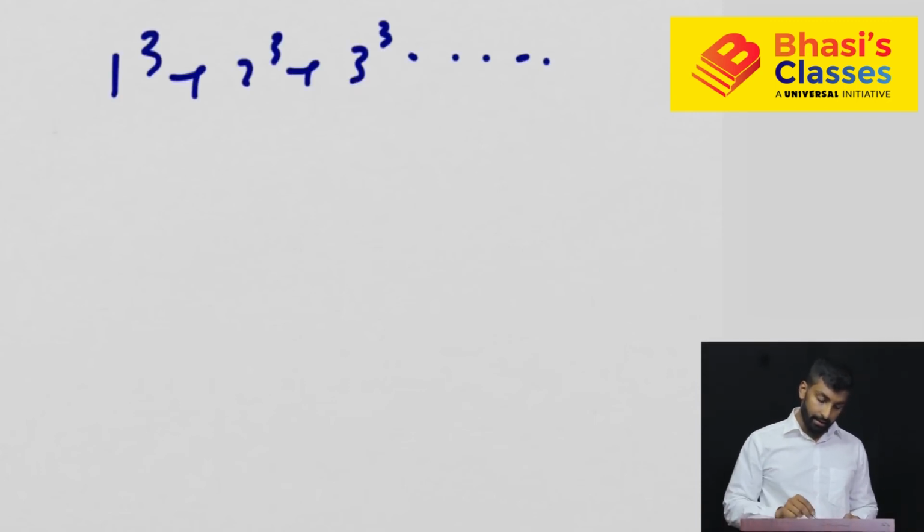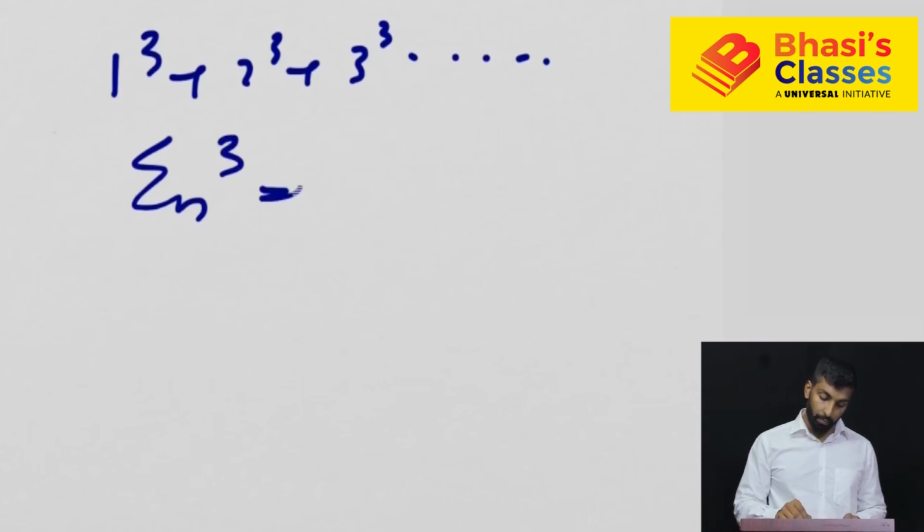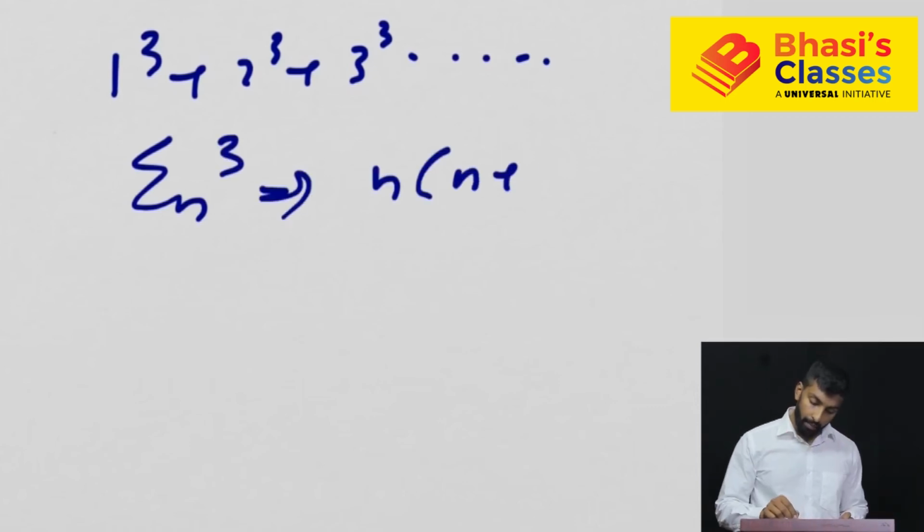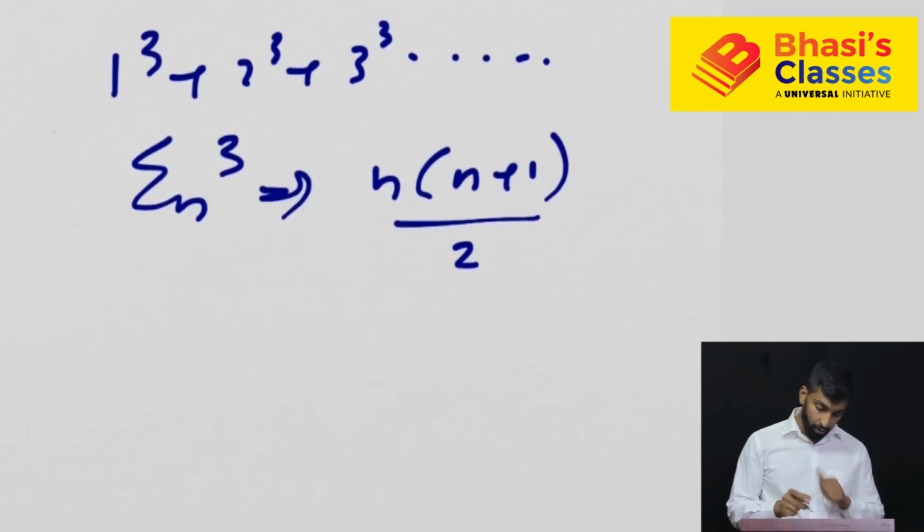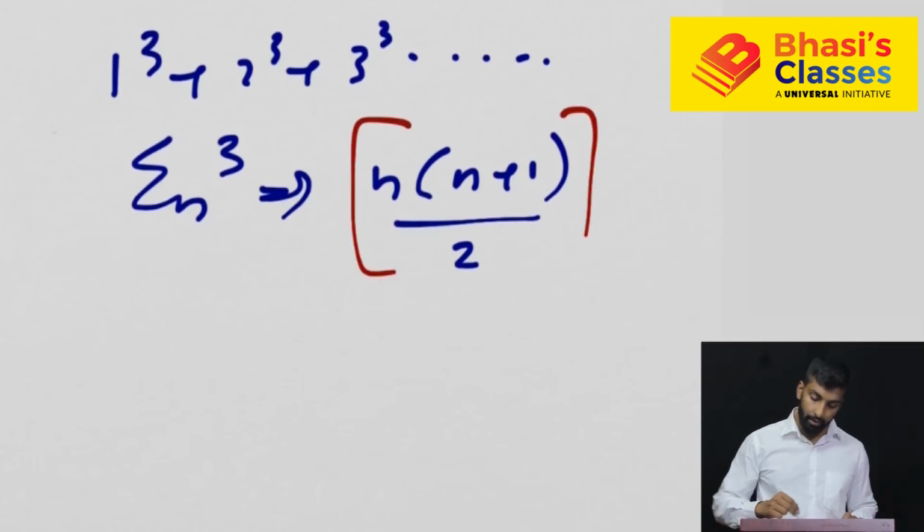Now there can be questions based on 1 cube plus 2 cube plus 3 cube, etc. This is nothing but sigma n cube. What is that? n into n plus 1 by 2, whole square. You already know this: n into n plus 1 by 2 is nothing but sigma n. Take the square of it and you will get sigma n cube.